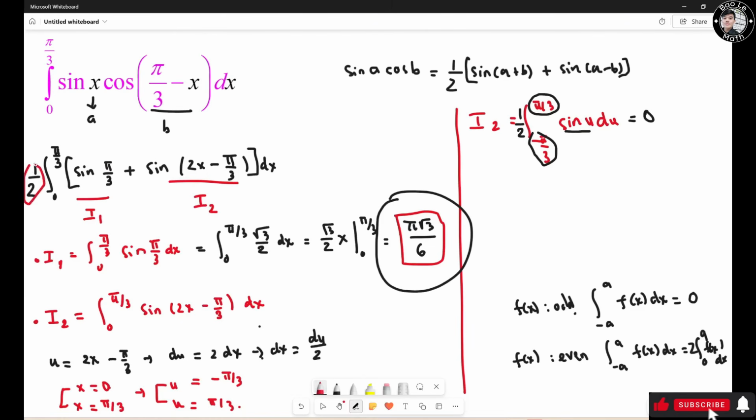So finally I equals 1/2 times pi root 3 over 6 plus 0. So it's going to be pi root 3 over 12. This one is the final answer.